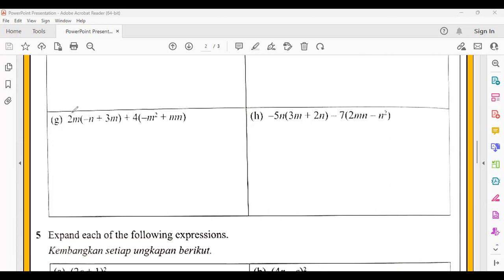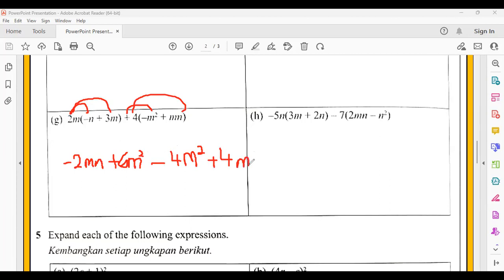Okay? So I'm going to do now. All right. 2m times negative n. Can you see it's a negative n, right? So it will become negative 2mn. Okay, fine. This is negative 2mn. Then 2m times 3m, and that's a positive, so it's positive 6m squared. Okay, positive 6m squared. And then 4 times negative m squared, that means I'm going to get negative 4m squared. Okay, and then finally 4 will times with mn, and that's going to give me a positive 4mn.